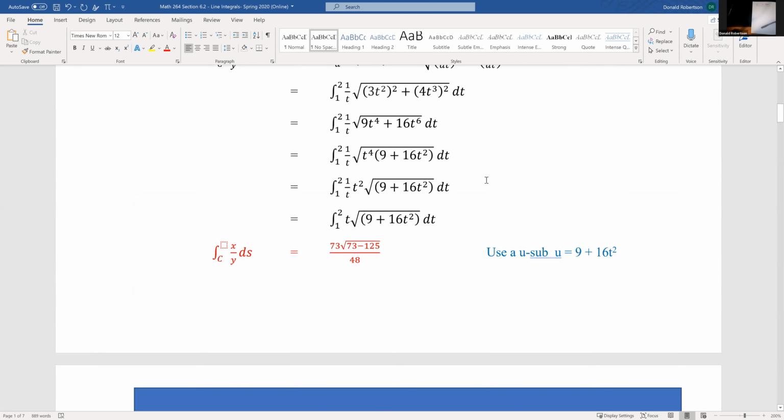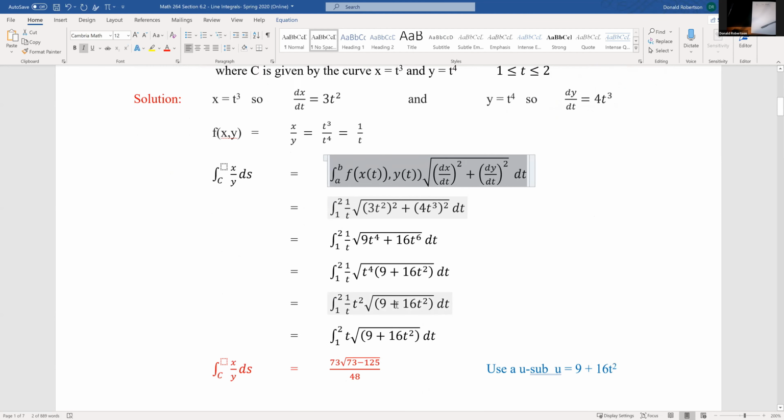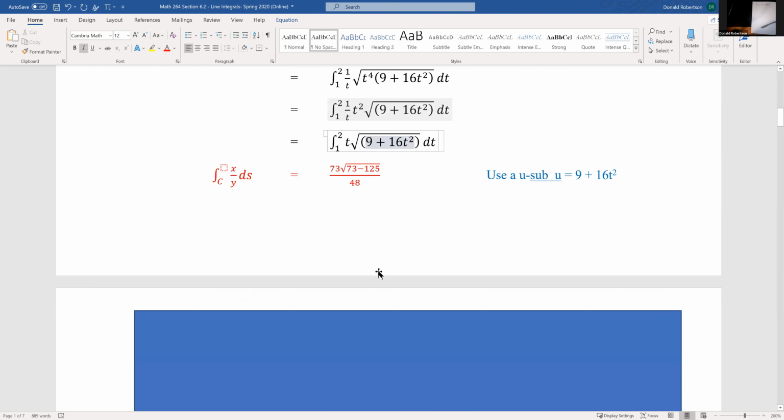Okay, that is our first example then of doing a line integral. How do we make it happen? We take x and y and replace them by their functions of t. This ds here is basically that bit there, the square root dt. That's what ds is equal to. You put it together and you will end up with a single integral in t.